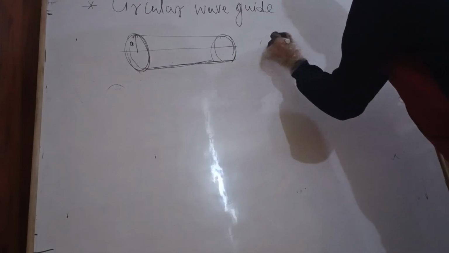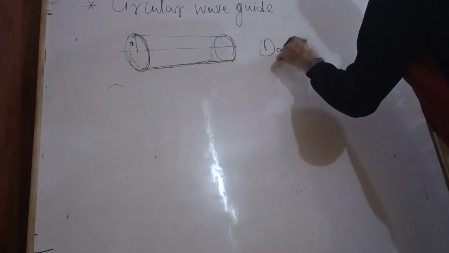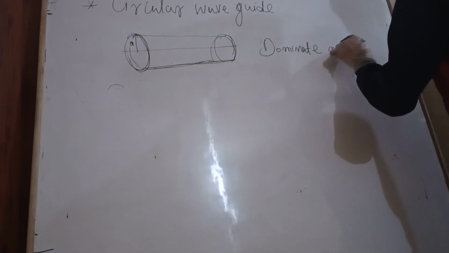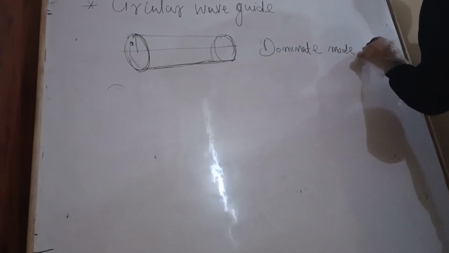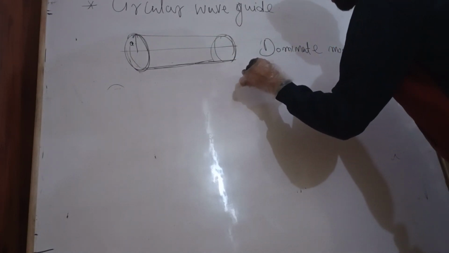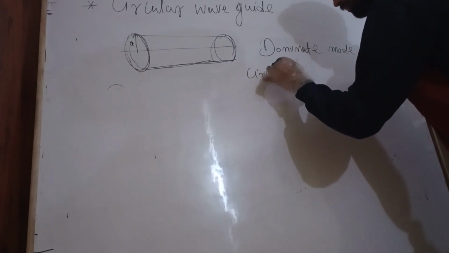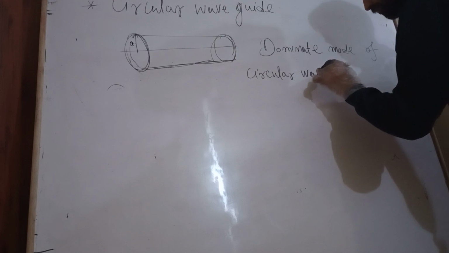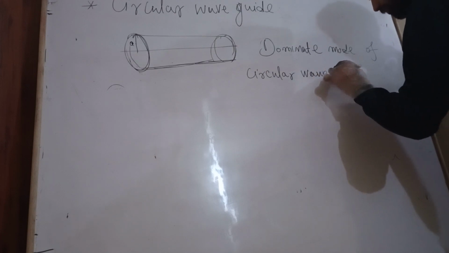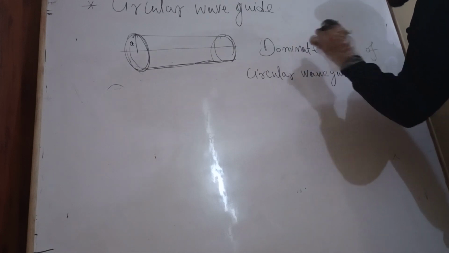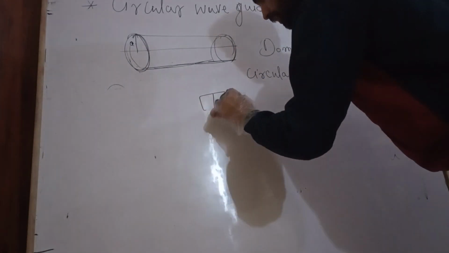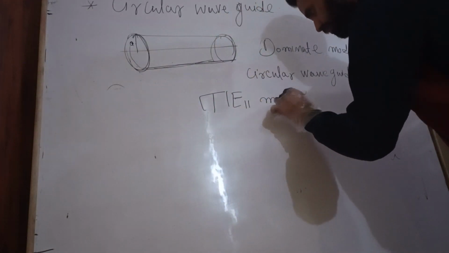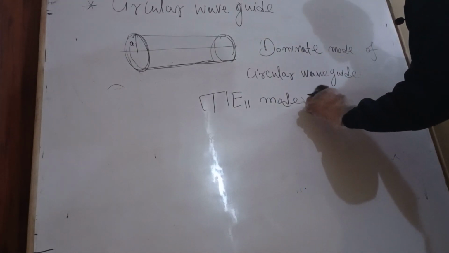Dominant mode. So this is what? Dominant mode of circular waveguide. The dominant mode for circular waveguide is TE11 mode. Yes, TE11 mode.